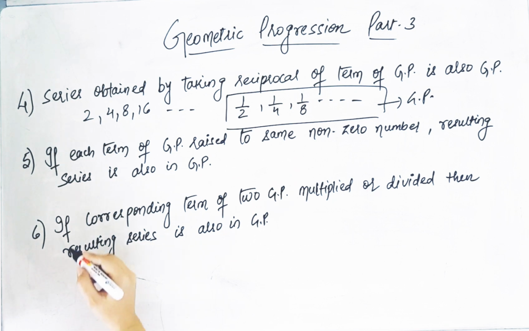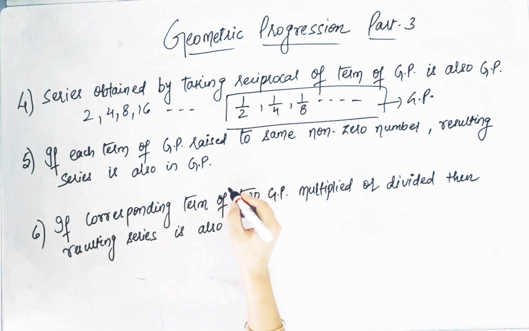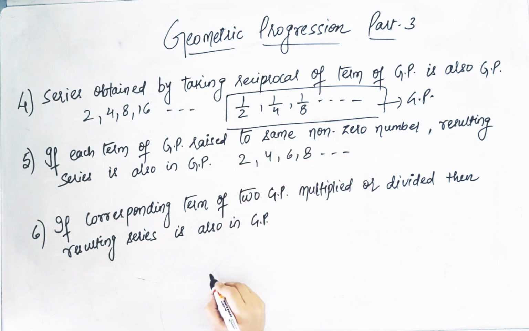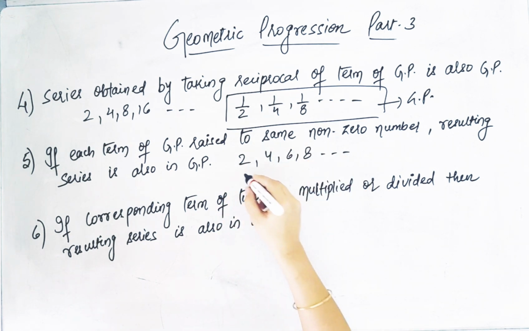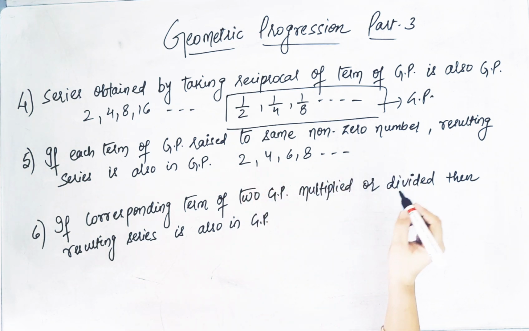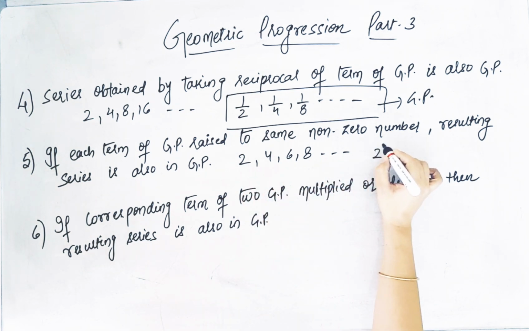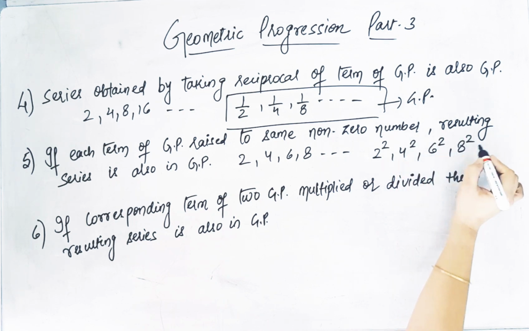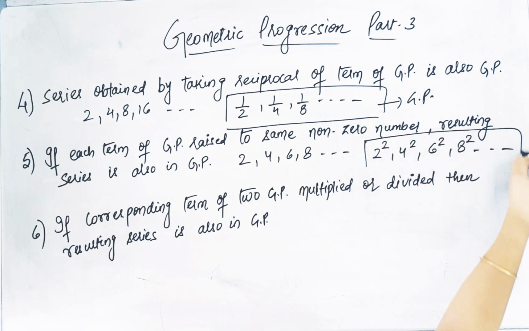Fifth property, if each term of the GP is raised to the same non-zero power, like the series is 2, 4, 6, 8 and so on. Now if I am raising each term of the series to the same power, let's suppose 2 to the power 2, 4 to the power 2, 6 to the power 2 and 8 to the power 2, then this series will be in GP.